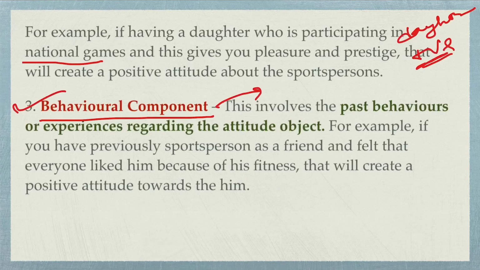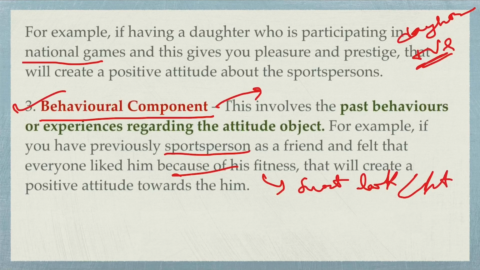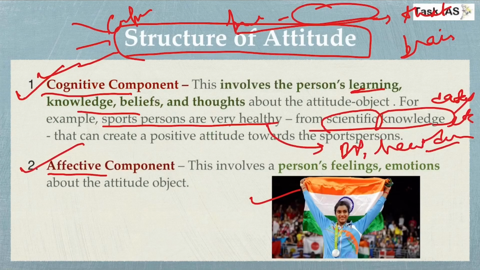For example, earlier one sport person was your friend and you felt that everyone liked him because of his fitness, because even you can observe that who is smart looking, who looks very fit and fine, everyone likes him. So this is the third component, that is behavior, and due to this he has developed a positive attitude towards sports. So these are three different components. You can use these different components in every example.